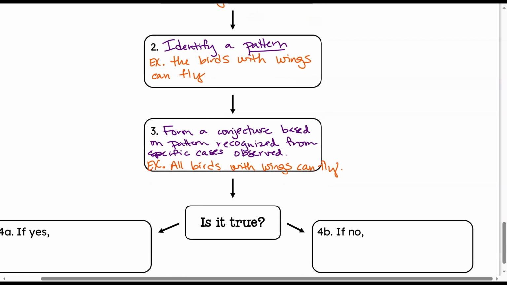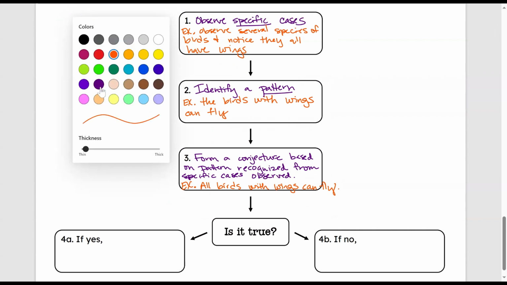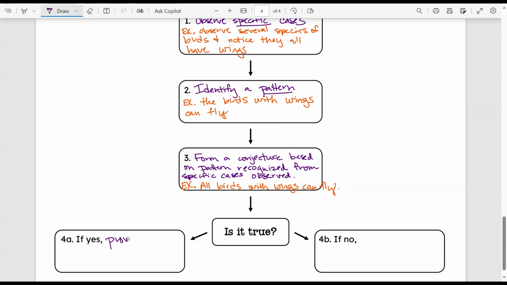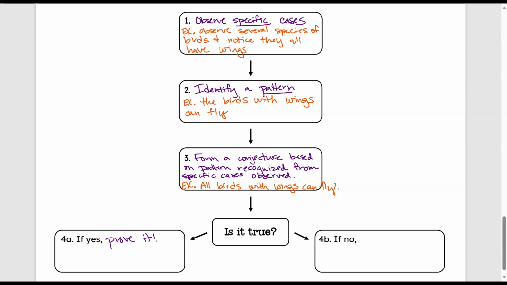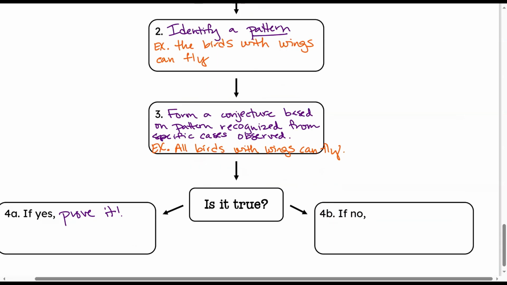Okay, so we've observed, we found a pattern, we formed a conjecture. Is it true? If yes, we have to prove it. If no, we need to find at least one counterexample. Only one, though. I said at least one, but you only need one. Remember, that is an example where the conjecture is not true, but you only need one.